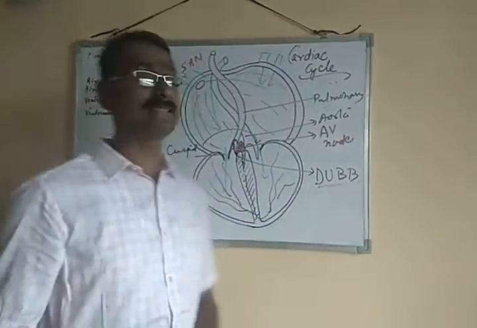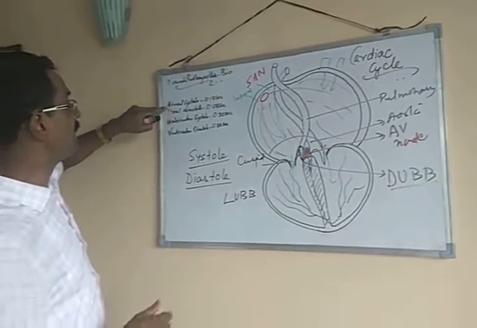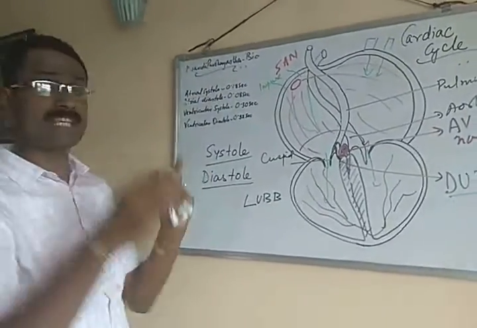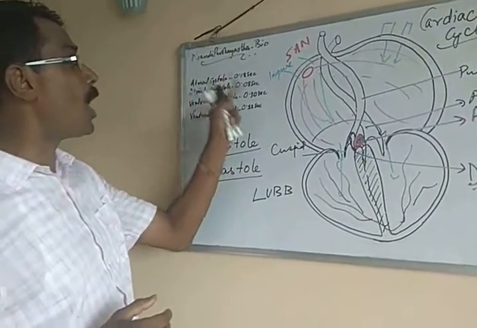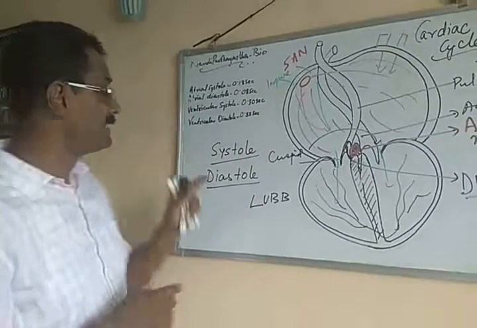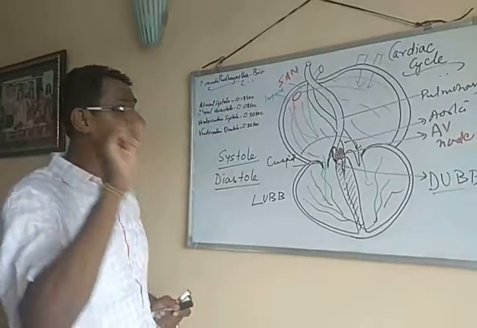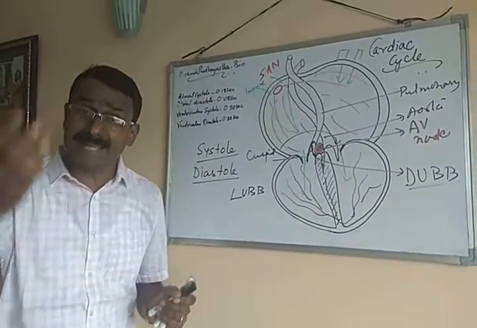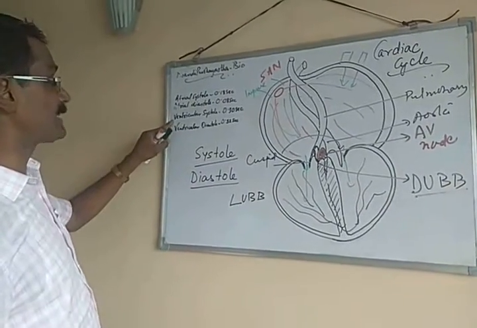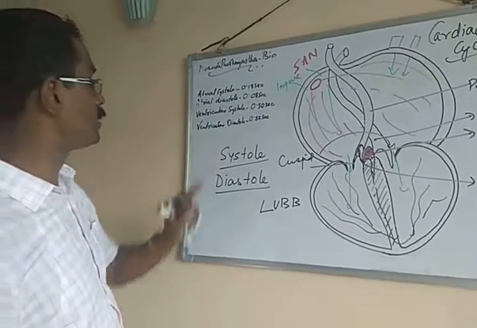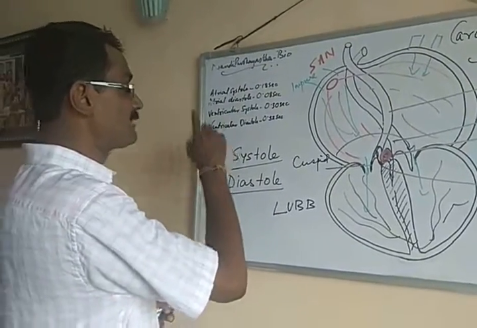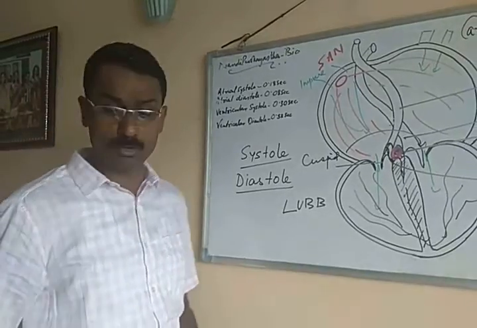What is that in the cardiac cycle? First of all, we will find here atrial systole, which continues for 0.18 second. Then atrial diastole, which is 0.08 second. Then ventricular systole, 0.30 second. Ventricular diastole, which is 0.32 second.